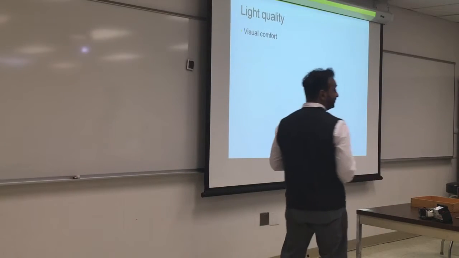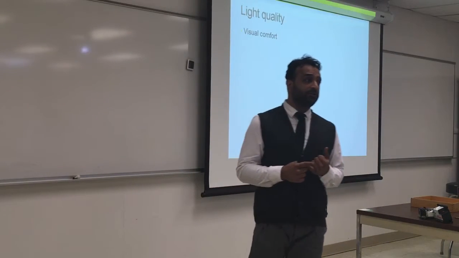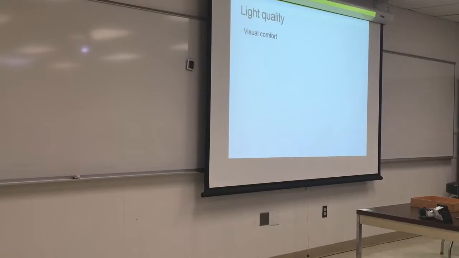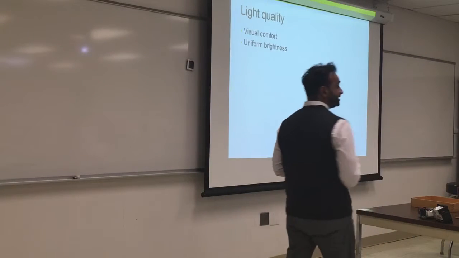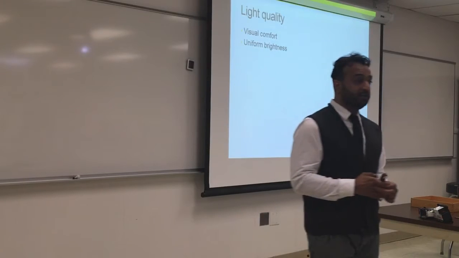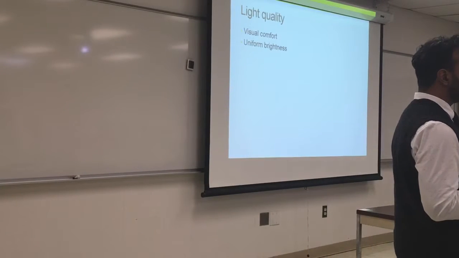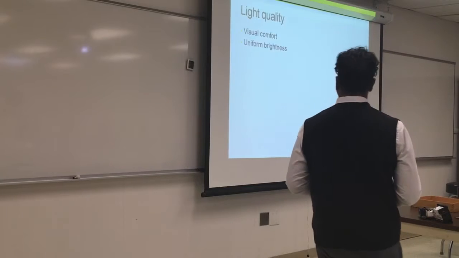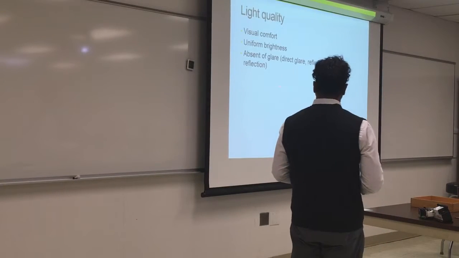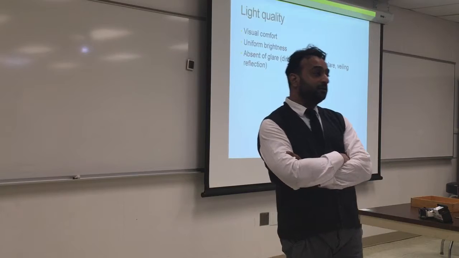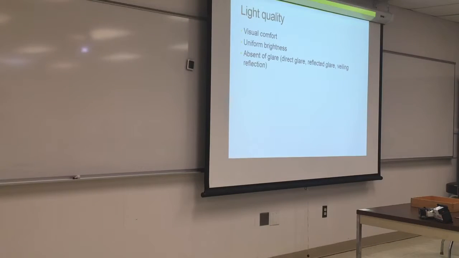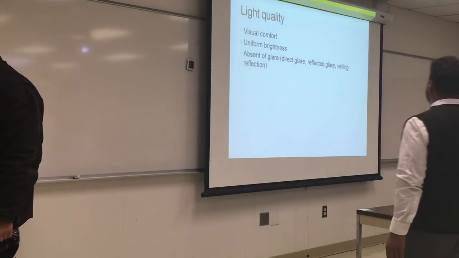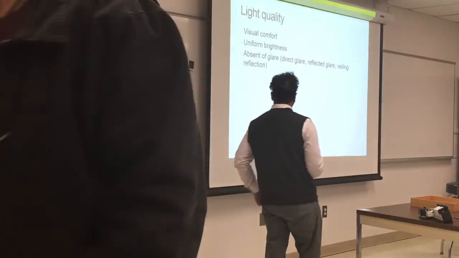Light quality, visual comfort. We talked about glaring TV. We talked about watching TV in a dark room and how that strains your eyes and makes you feel tired. Also, we want to have uniform brightness. Same idea. Dark and bright areas and reflection of light will also exhaust the eye. The absence of glare is very important. People do not like glare because it distorts the actual light and it can be blinding. So direct glare, reflective glare, or veiling reflections.